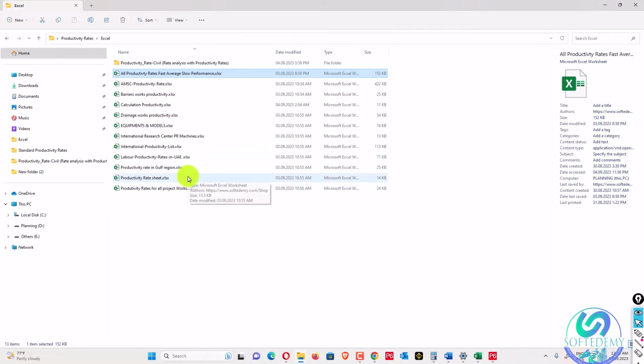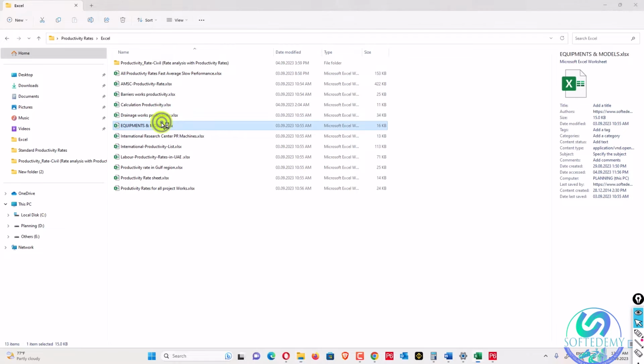So the next one, this is practical work that has already been done in the oil and gas sector. This one is barrier work. This is a calculation of productivity; I will tell you later on. So drainage work on roads, you can consider that one for the roads.